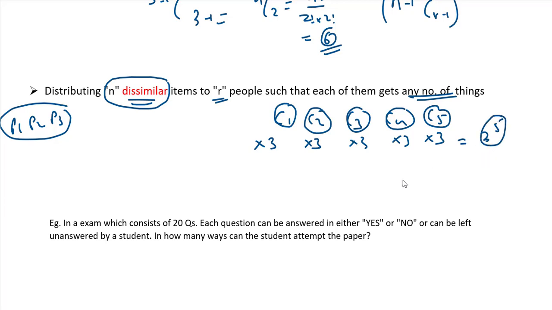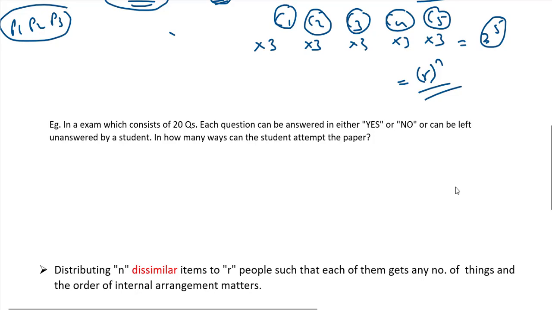So if there are r people instead of 3, this distribution can be done in r raised to n ways. So n things are to be distributed to r people. For each of these n things, I'll have r options. So it can be done in r raised to n ways. Let us consider this example.